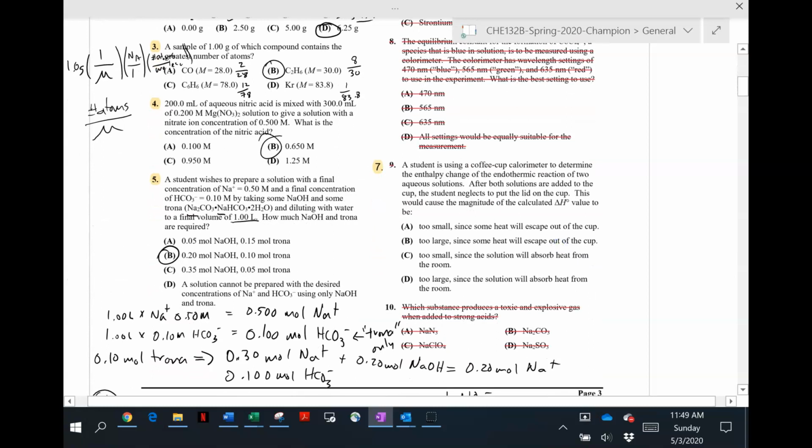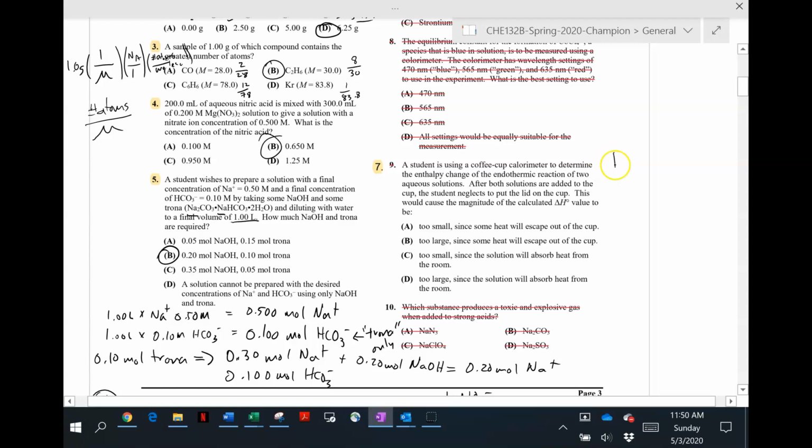Number 9, a student using a coffee cup calorimeter to determine the enthalpy change. He adds the two solutions. He forgets to put the lid on. The student forgets to put the lid on. That would cause what error in the calculated delta H value?